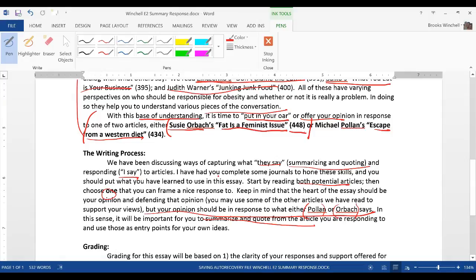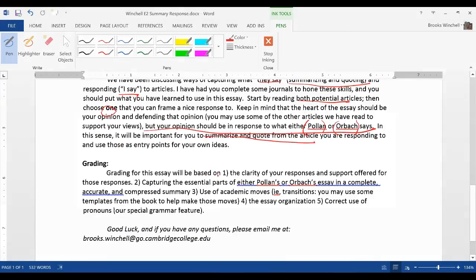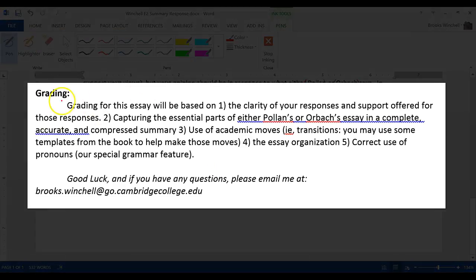So the grading for this essay is going to be based on the clarity of your responses and the support that you offer for those responses, how well you capture the essay, either Pollan's or Orbach's, in a complete, accurate, and compressed summary, and the use of your academic moves, like how you transition from your summary into your response. You might also want to use some of the templates that Graff has been suggesting in some of the chapters that we've been reading, especially chapters 2, 3, and 4.